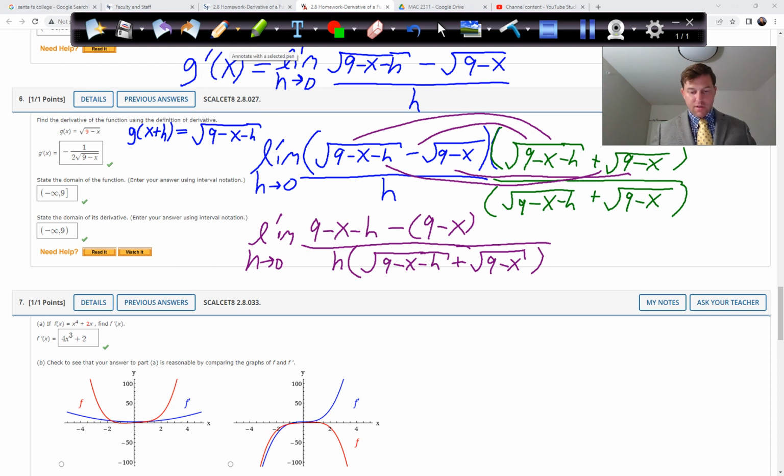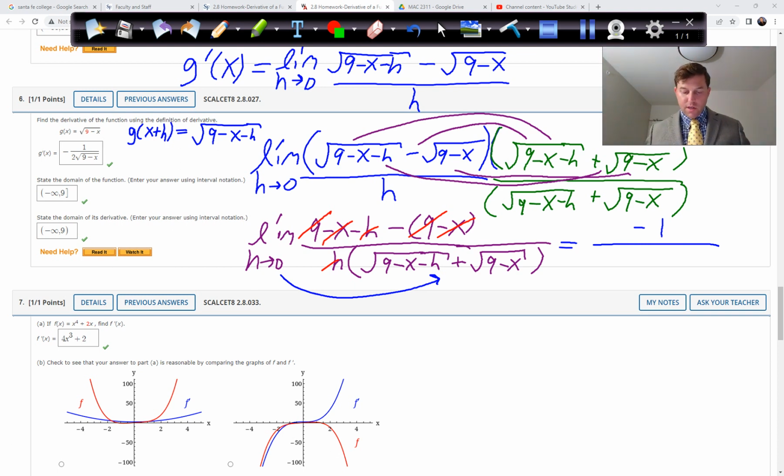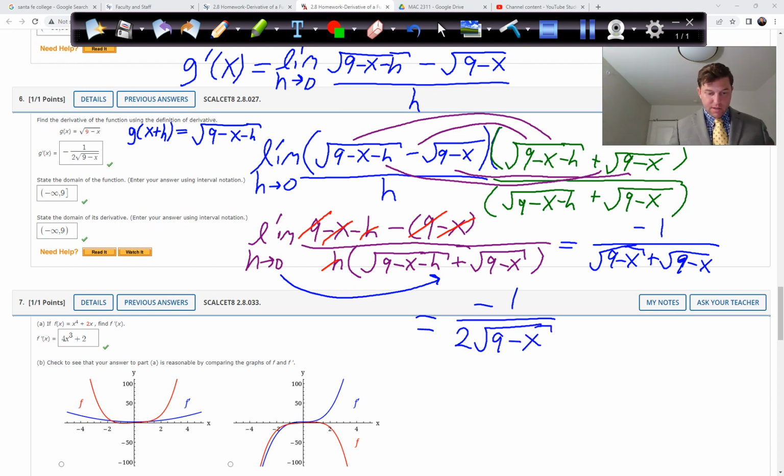Okay, let me combine a few steps here. We're going to get 9 minus 9. We're going to get minus x, and the double minus will be plus x, so this will cancel. So all we have on top is minus h, but that minus h is going to cancel with this h. The h's will cancel, and I'm left with just minus 1 on top. And now I can plug in h equals 0 right there, because there are no more h's in the denominator that would cause the whole thing to become 0. So the bottom is going to be the square root of 9 minus x plus the square root of 9 minus x. So this equals minus 1 on top, and it's the exact same thing and I have two of them. So this would be 2 square root of 9 minus x. So that's the derivative. I have it right here.